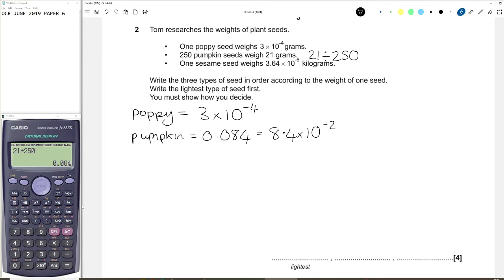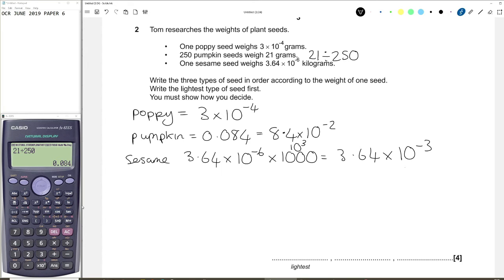Now it says one sesame seed weighs 3.64 times 10 to the power of minus 6 kilograms. Now it's kilograms, so I need to convert it into grams. So to convert kilograms to grams, I need to times by 1,000. So I need to do for one sesame seed 3.64 times 10 to the power of minus 6 times 1,000. Now when I'm timesing by 1,000, that's the same as timesing by 10 to the power of 3. So that would change into 3.64 times 10 to the power of minus 3, because minus 6 add 3 is minus 3.